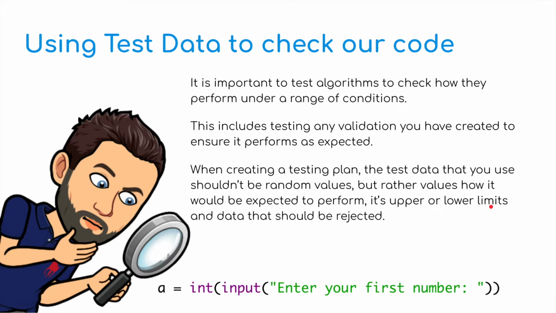Its upper and lower limits, basically testing it to its limits, and then the data that should be rejected. I.e. if you're expected to input numbers and you write words, this should be rejected. Or if you're putting in your ATM pin and it's a 5-digit pin code and you put in 6, then again it would be rejected.